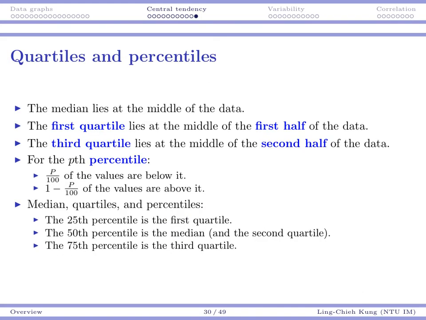The last two terms I want you to know are quartiles and percentiles. Intuitively, the median is at the middle. How about the first quartile? The first quartile is at the middle of the first half. That means it's at the 1/4 position. And the third quartile is at the middle of the second half. So if this is the whole data set, this is the median, this is the first quartile, and this is your third quartile.